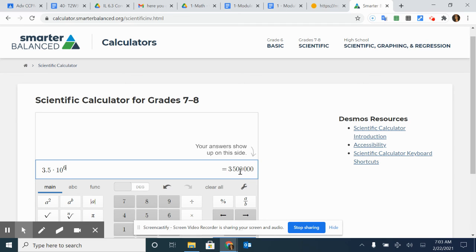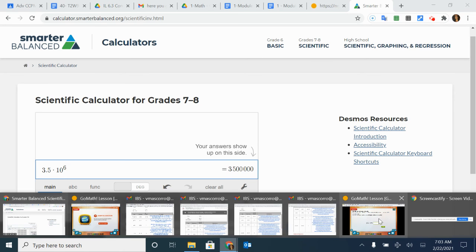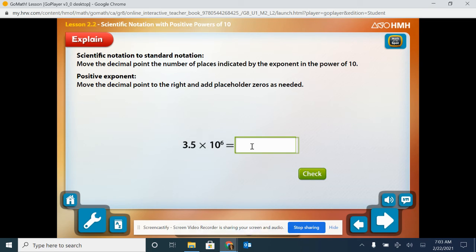It does give it to me right there. It's 3,500,000. So you can always use your calculator to double check your work. Okay, so it's going to be 3,500,000. Now, how do I check? I go 1, 2, 3, 4, 5, 6 numbers after the 3, and so I have 10 to the 6th power, so then I think I got it right.